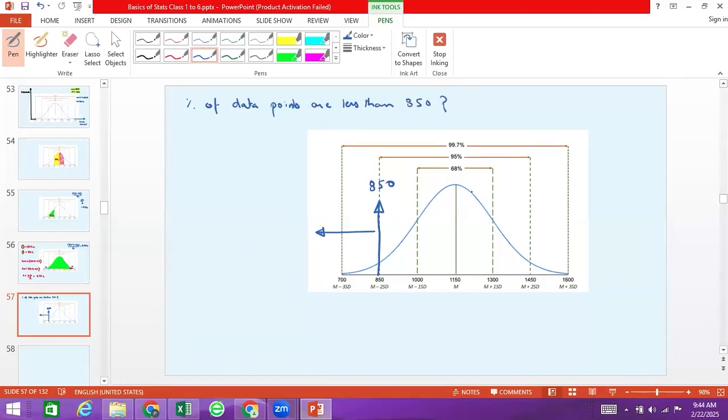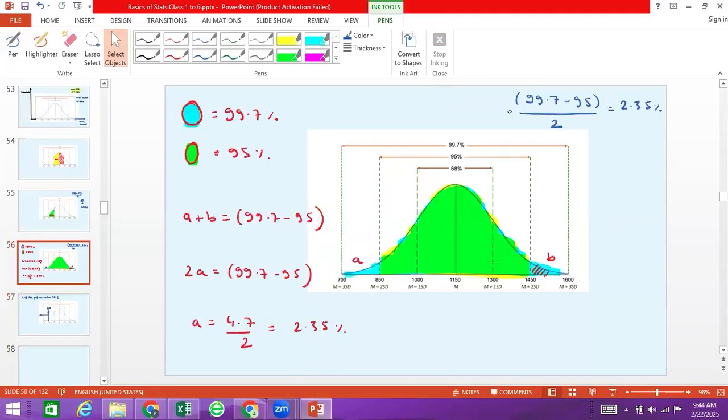What percentage of data points are less than 850? Is it 2.5 or 2.35? 2.5. Yeah, because we have to take 100%. So when we are talking about less than 850, I'm not talking about 700 to 850. This 2.35% was what? 700 to 850, right? This point. But that doesn't mean that there is nothing beyond 700.